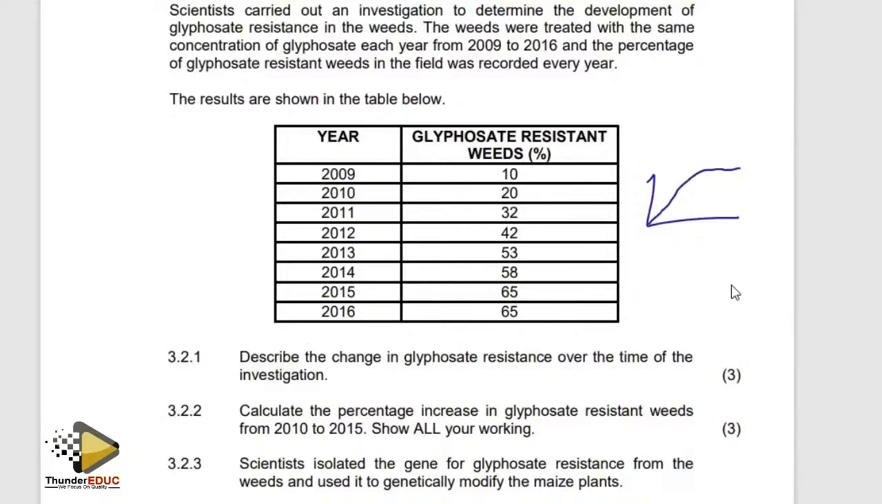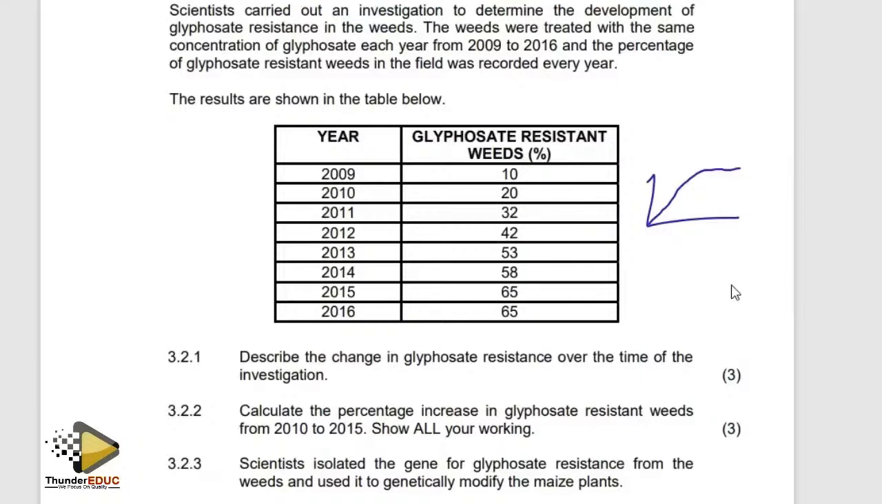So there is an increase from 2009 to 2015. There is a steady increase, né? Yes, in the resistance of the weed to the herbicide, and then it remained constant between 2015 and 2016. So it remained constant.